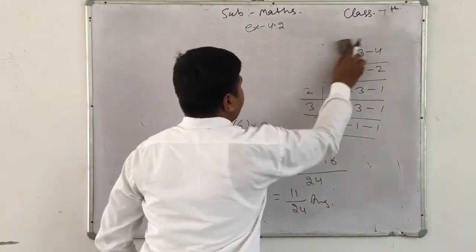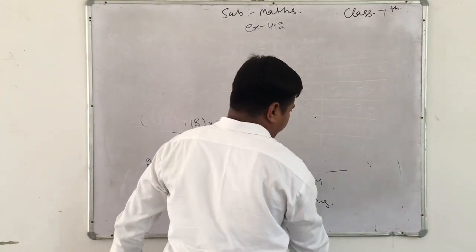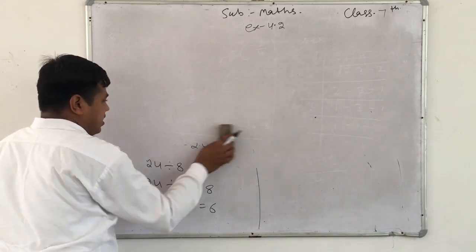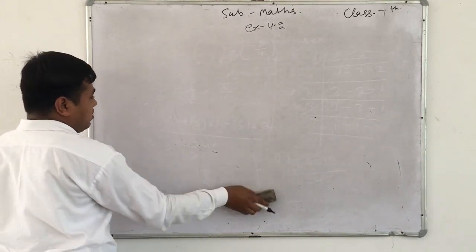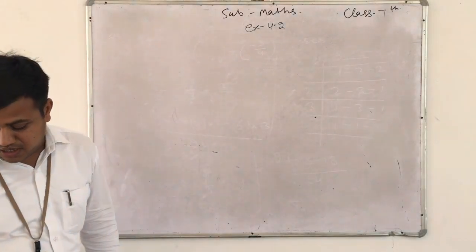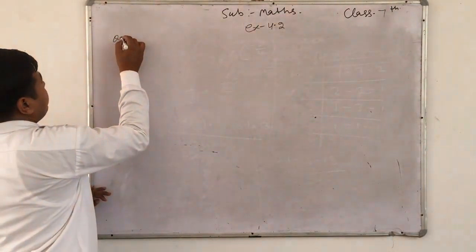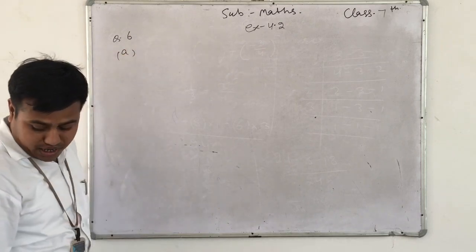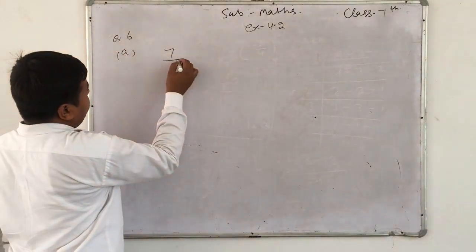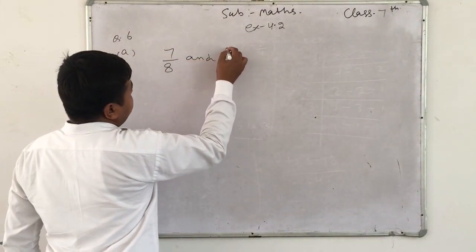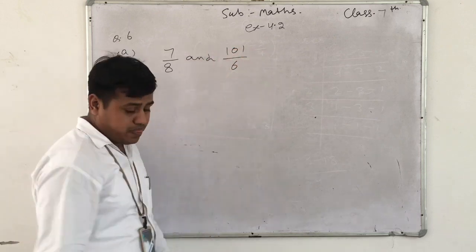Question number 6. Add two fractions and write the final answer as a mixed fraction. Let's see the first question. Question number 6, part a: 7 upon 8 and 101 divided by 6.